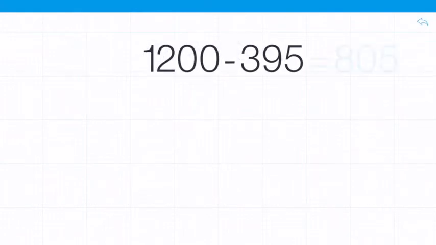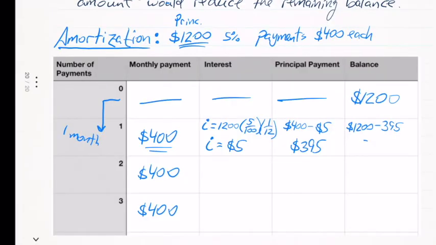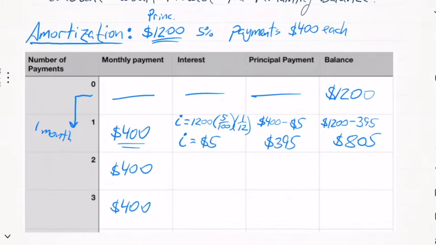For a grand total of $805. So that means our balance now is $805. All right, so now we get to our second payment. Now, the amount of time that has gone by, again, is 1 month. This new balance of $805 was only on the books for 1 month, so we're again going to get charged interest just for 1 month.